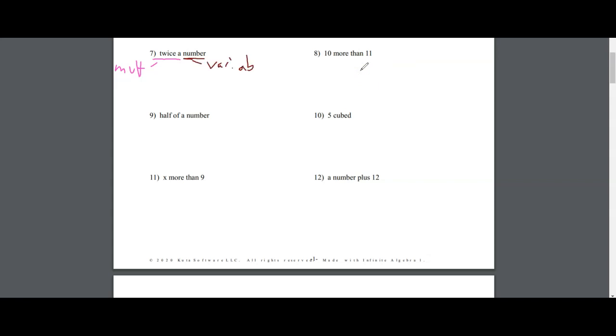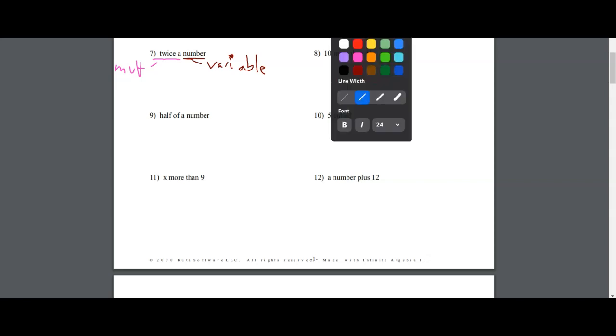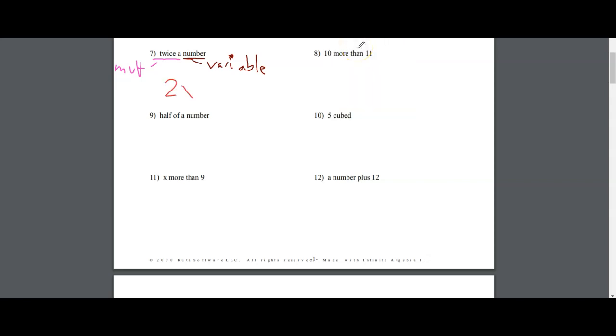It's up to you to choose the variable. You can use whatever variable you want. People tend to use X, but that's just because that's what we're used to seeing. You could use C, you could use N, you could use S, D, doesn't matter. So twice a number is going to be 2 times X, or 2 times N, or 2 times G or H or any other letter.